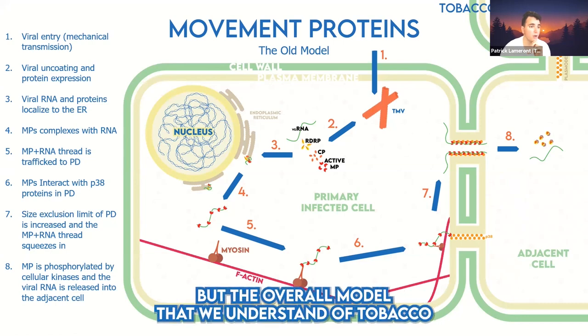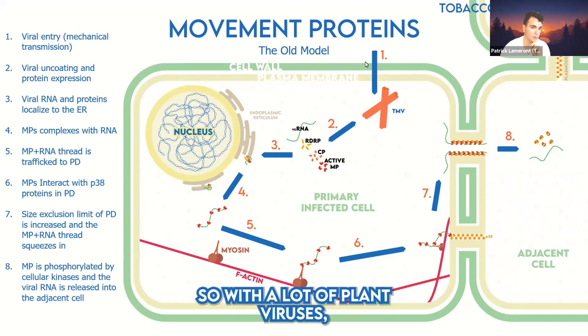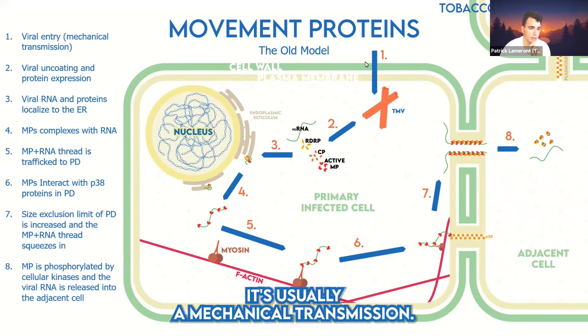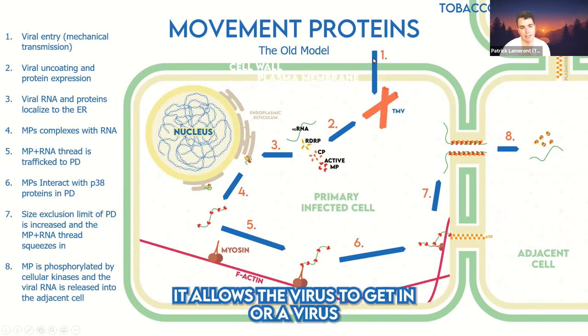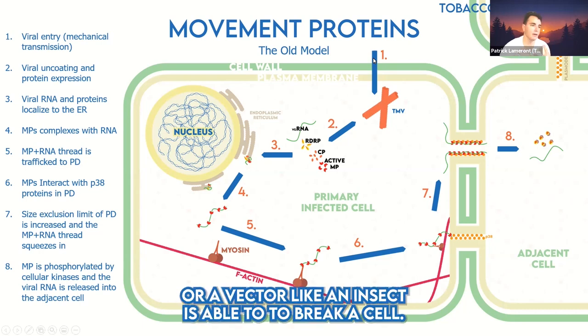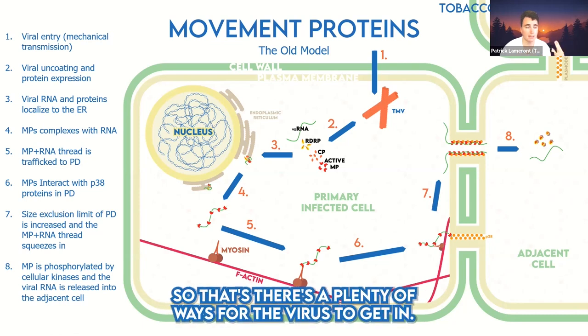But the overall model that we understand of tobacco mosaic virus is we start with the actual viral entry. So with a lot of plant viruses, it's usually a mechanical transmission. So if the plant cells are damaged, it allows the virus to get in, or a vector like an insect is able to break a cell, and they also have the virus carried with them. So there's plenty of ways for the virus to get in.